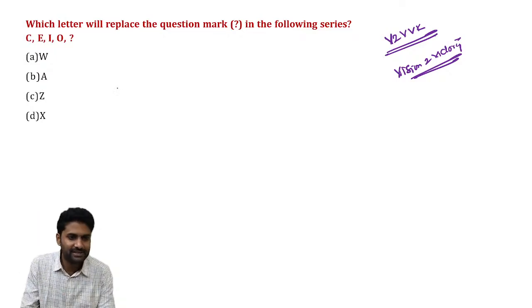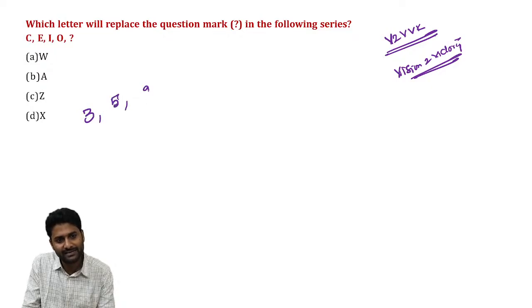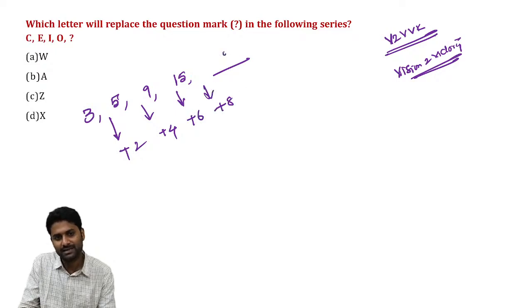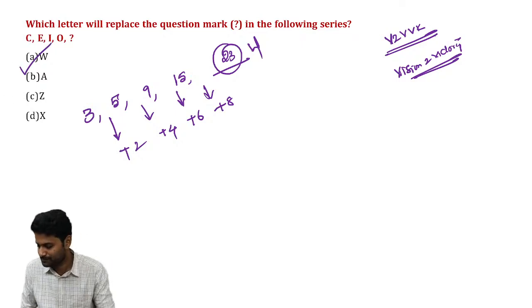Let's take this question here. See, C is the third letter, E is the fifth letter, I is the ninth letter, O is the 15th letter. What can be the next one? It's all about plus 2, this is plus 4, this is plus 6, and next must be plus 8. So we need the 23rd letter. The 23rd letter is W.